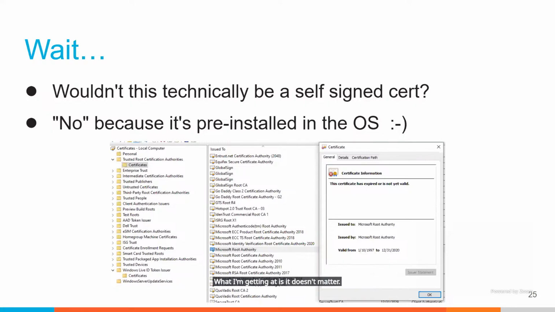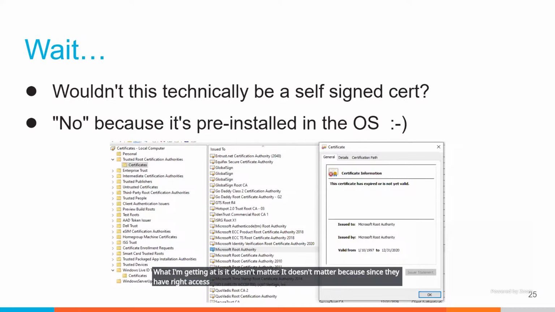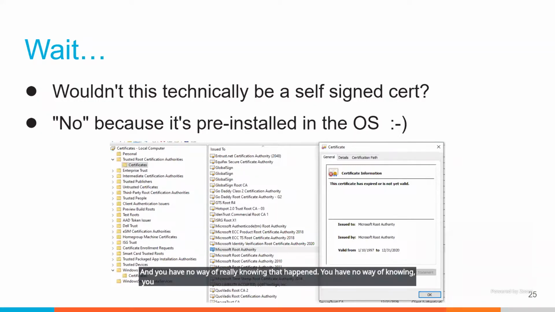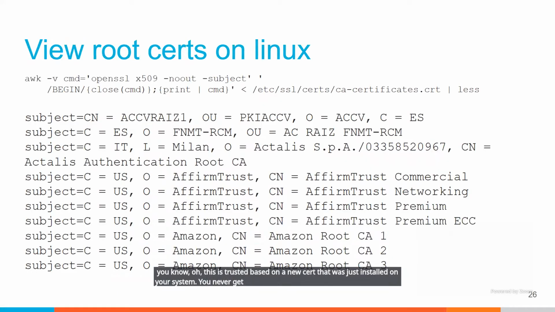It doesn't matter because they have write access to your registry, or like you have with the certificate management tool. They can just install their cert as trusted and problem solved. And you have no way of really knowing that happened. You have no way of knowing, oh, this is trusted based on a new cert that was just installed on your system. You never get that error message type of thing.